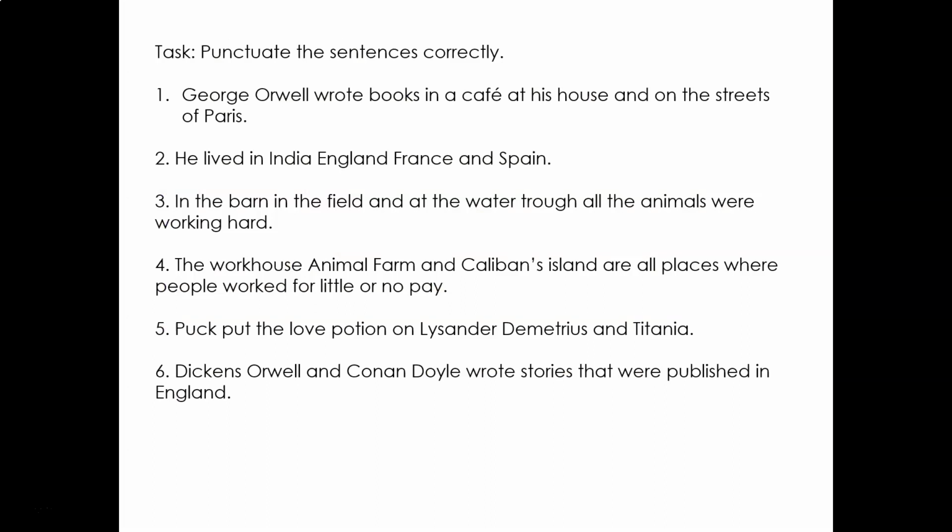Let's have a look at punctuating some sentences correctly. So George Orwell wrote books in a cafe, at his friend's house, and on the streets of Paris. He's not at a cafe in his friend's house, so we need to make sure there's a list here. George Orwell, that's our subject. Wrote, that's our verb. So we've actually got this independent clause at the start. We need then to separate the items with commas in a list. In a cafe, comma, at his house, and on the streets. And now that one's correct.